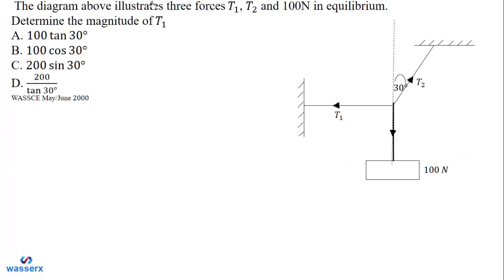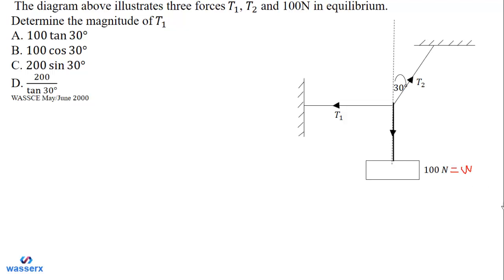Now let us look at this. The diagram illustrates three forces, T1, T2 and 100 Newton in equilibrium. Determine the magnitude of T1. Is it 130 degrees, 100 cos 30 degrees, 200 sin 30 degrees, or 200 over tan 30 degrees? Now we can see the forces T1, T2 and the weight. So the 100 Newton here is the weight.